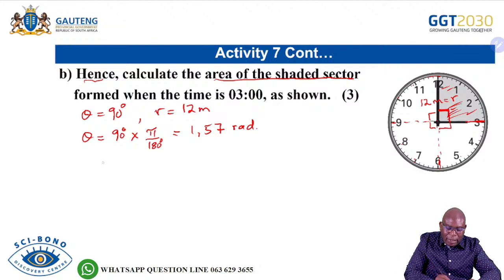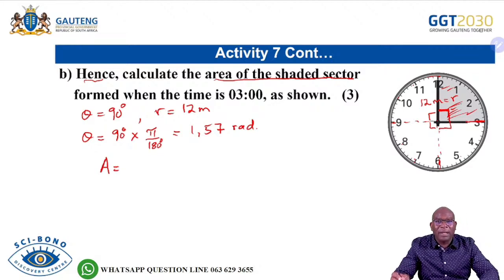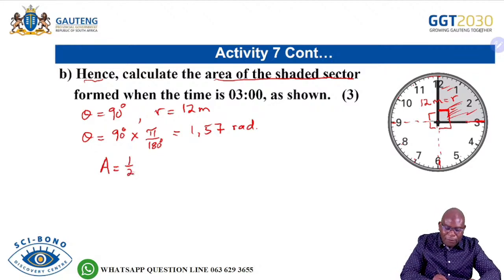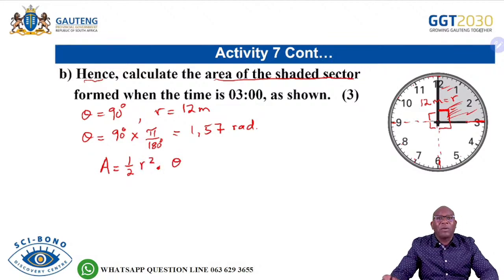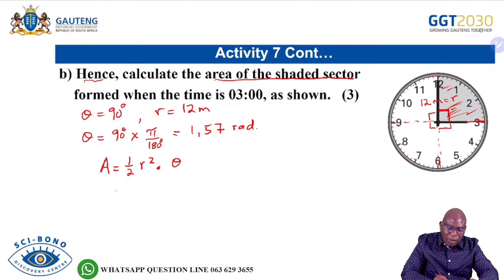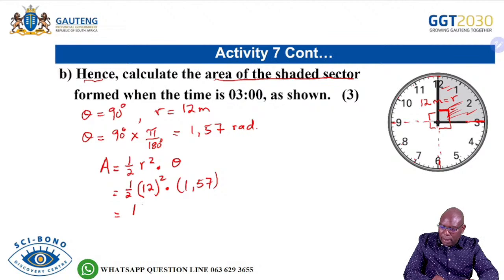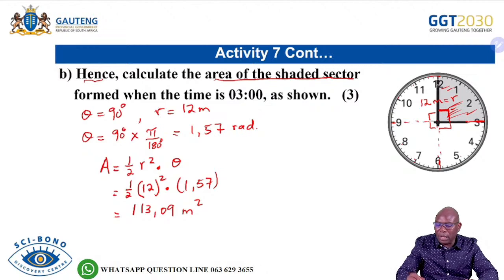For me to find the area now, I need to use the angle. The formula that uses the angle is half of r squared multiplied by the angle, where the angle must be in radians. And I've already changed my angle to radians. So now I'll have half times my radius, 12 squared, multiplied by the radians, which is 1.57 radians. The area there will give me 113.09 square meters.